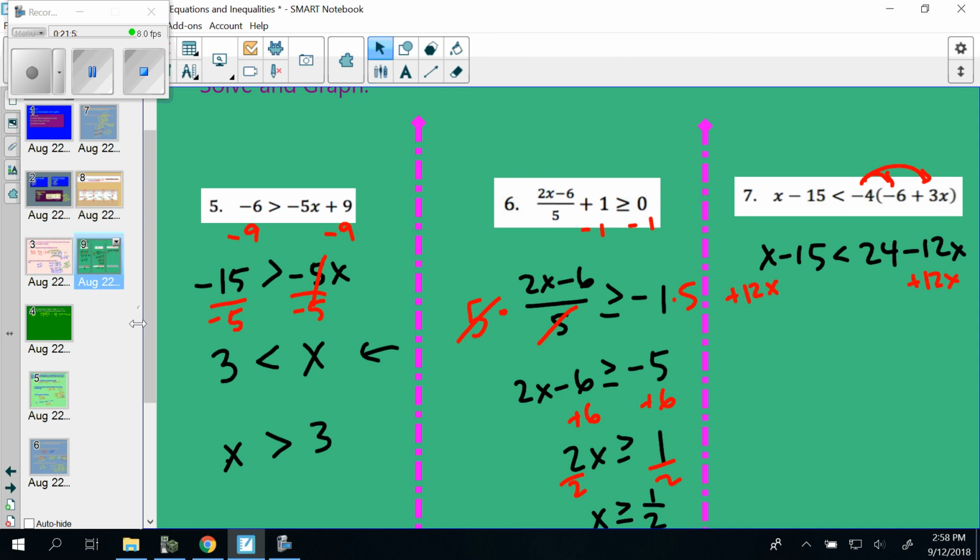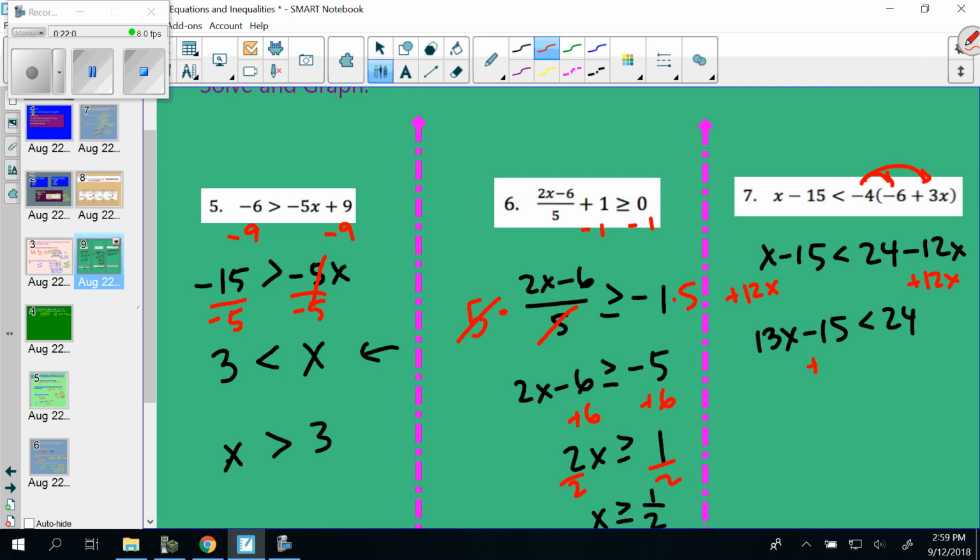So that's going to be 13x minus 15. That is less than 24. Now get the numbers opposite, so get them to the right. 13x is less than 39. Divide by 13. We're dividing by a positive. No reason to switch the sign.